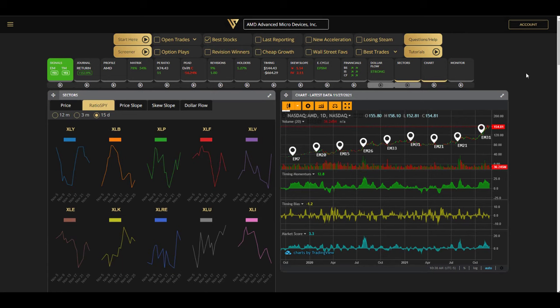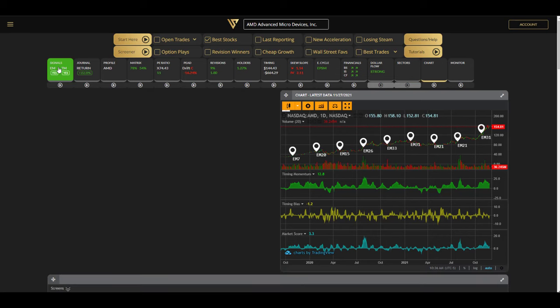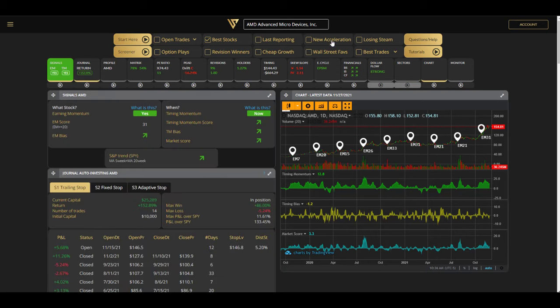Once you've done that, let's go into the screener, which is really the crux of the system, helping you find great stocks. So let's remove the sector widget, go back to signal and journal, and let's use those buttons. Open trades, best stocks, last reporting. Those are all master lists or screeners that we've put together, pre-canned searches.